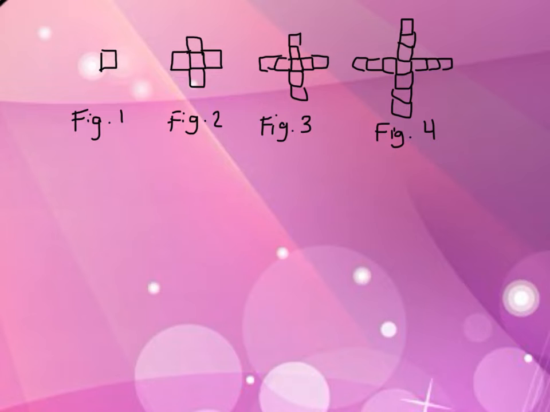So a great starting point is to create a table of values. And so in this example, we're going to be comparing the figure number, which starts at 1, goes 2, 3, and 4, so that keeps going up by 1. We're going to be comparing that to the number of squares that are in each figure. So let's create our table of values here.